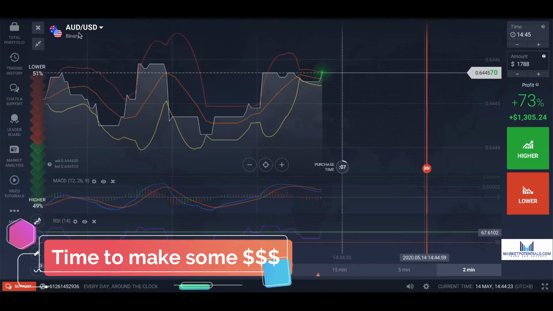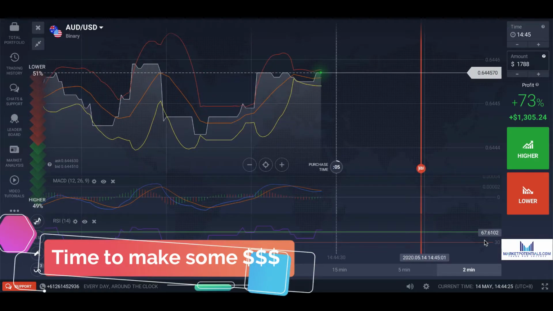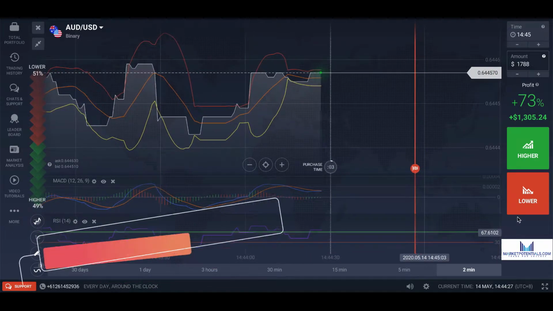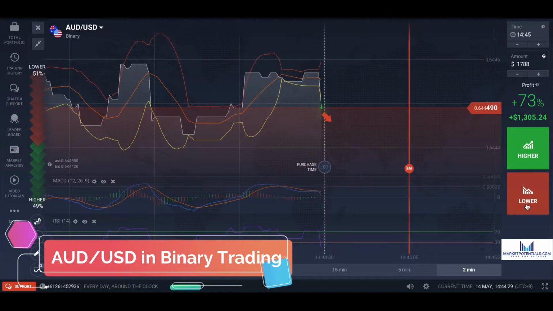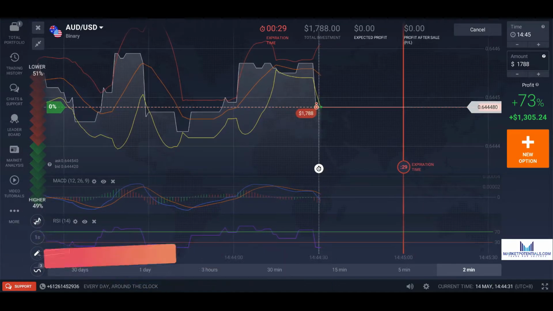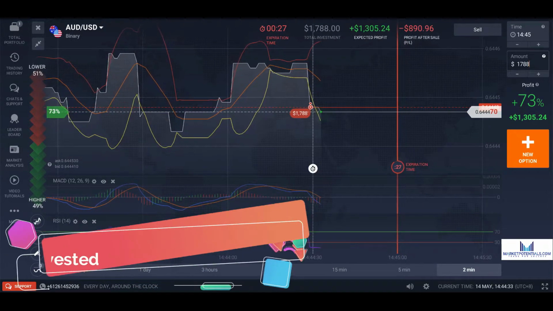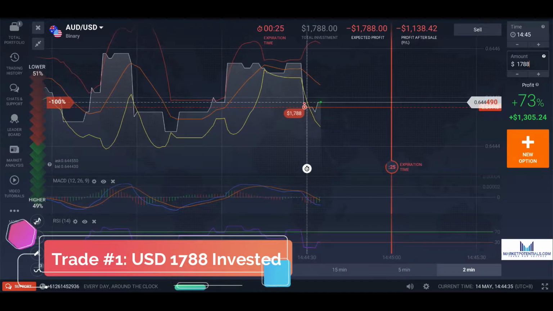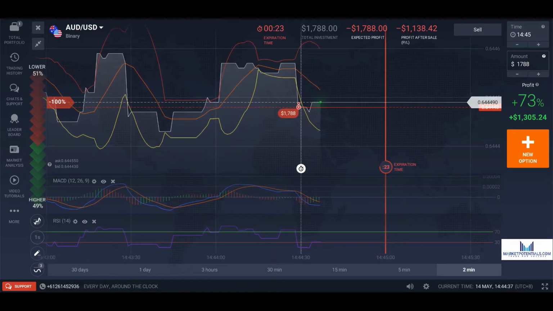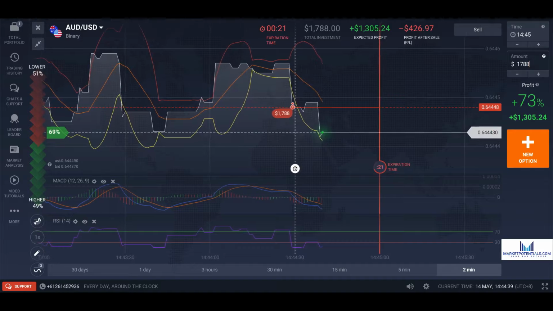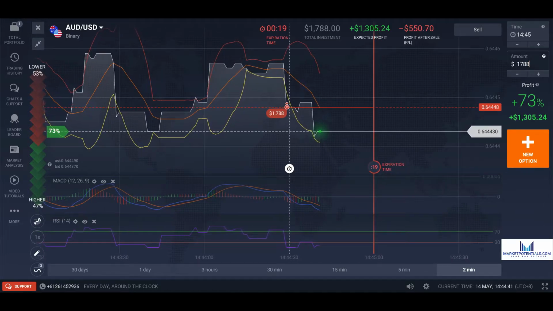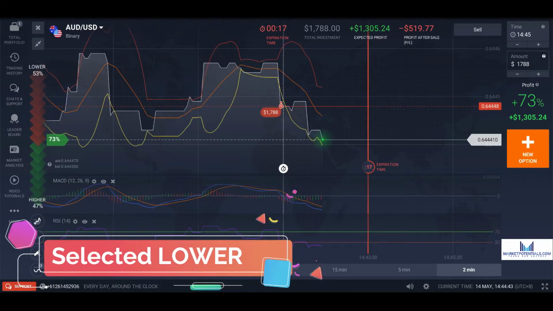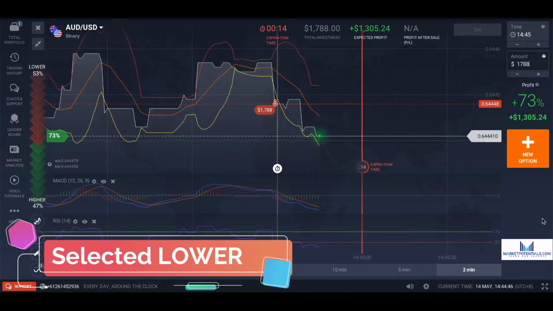And I'm looking to trade the Australian dollar, US dollar forex pair. The only difference is I'm going to be trading in a binary option trade. Now I've just jumped into a trade right there. 1788 is the amount that is invested in this particular trade, and it just dipped right in. I actually selected lower, guys. If you noticed what I did, I selected the red arrow there.